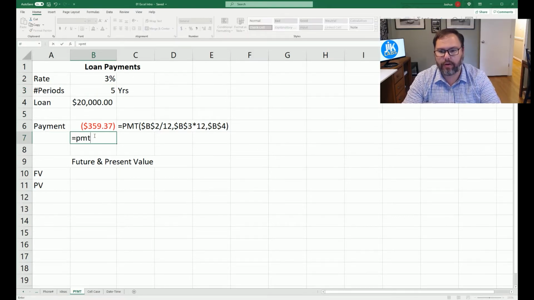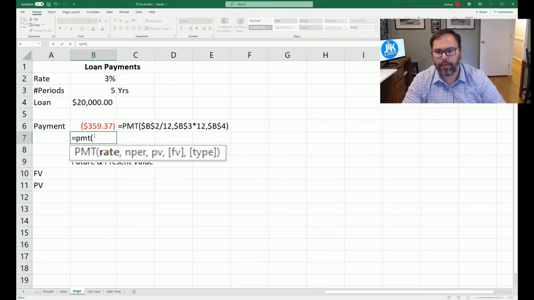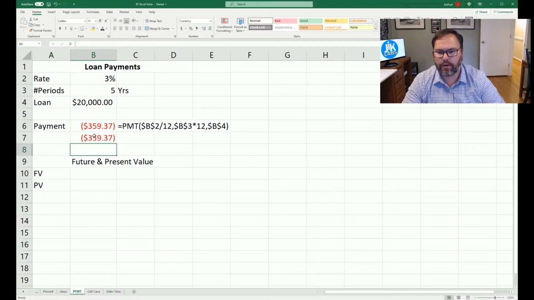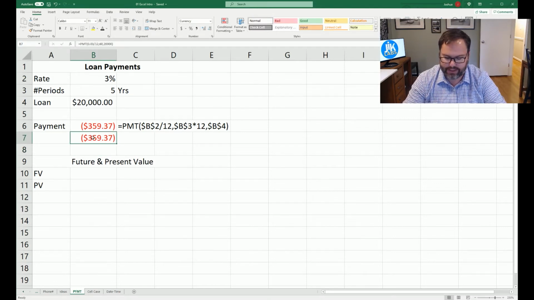So we're going to come in here and do payment just like we did. And we're going to do a 3% loan again, divided by 12, because that's an annual APR. We're going to come in here and say 60 payments, because that's 5 years times 12 is 60. And we're going to say the present value is a $20,000 loan. And we're going to close those parentheses. And you're going to see we have the same exact information right there.